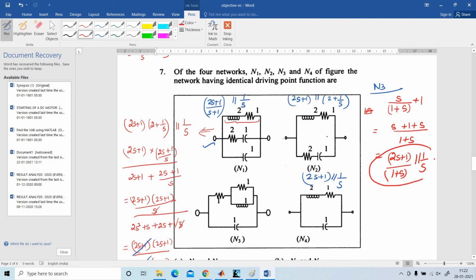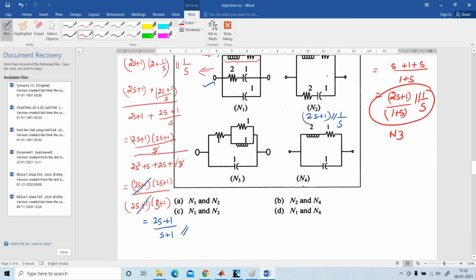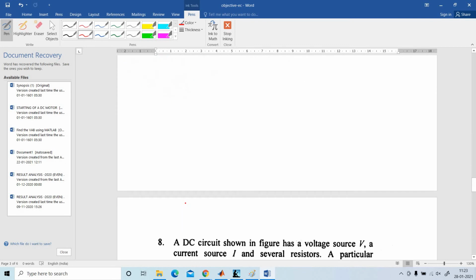Now see, look at this one, that is N3, and look at this N1, both are same. The answer is N1 and N3, both are same. This is the solution. C is the correct answer.